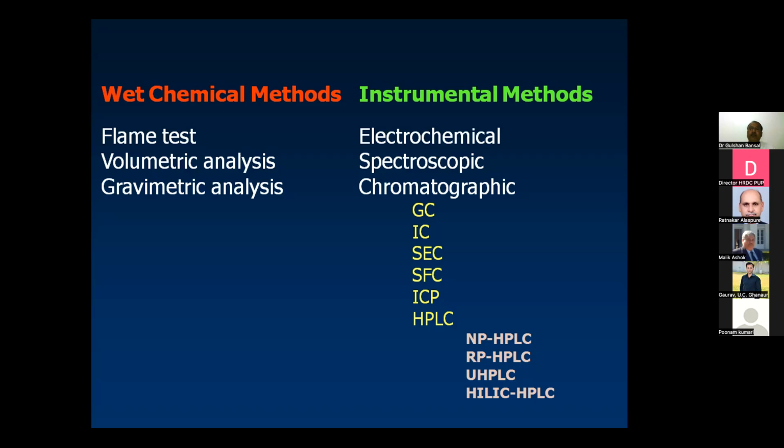So depending upon the different components of a chromatographic system, they can be gas chromatography, ion exchange chromatography, size exclusion chromatography, supercritical fluid chromatography, then inductively coupled plasma chromatography, then HPLC. And HPLC is further of different types depending upon what type of hardware is used. Like it can be normal phase chromatography, reverse phase chromatography, ultra high pressure liquid chromatography, and highly chromatography.